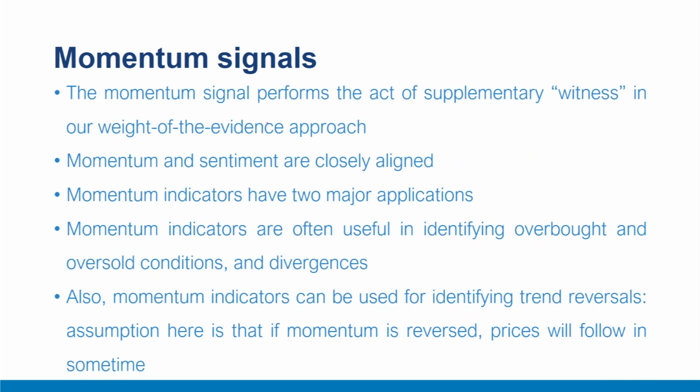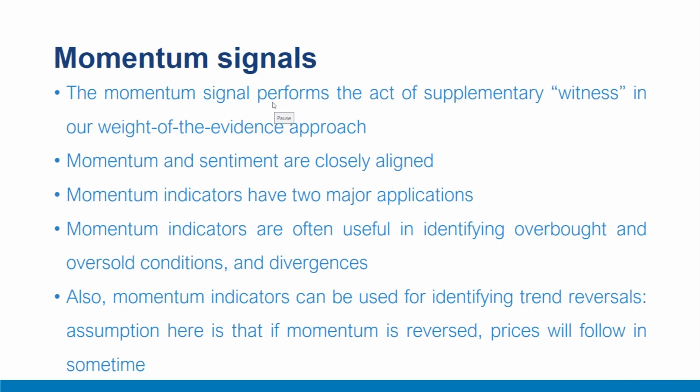Momentum signals have some important properties. First and foremost, these momentum evidences act as supplementary witness in the overall weight of evidence approach with other indicators such as trend line, volume, among others. Often, momentum and sentiment are considered to be closely aligned. There are two major applications of momentum indicators. First, momentum indicators are often useful in identifying overbought and oversold conditions and price divergences. Also, momentum indicators can be used for identifying trend reversals. The assumption here is that if momentum is reversed, then prices will follow in some time.